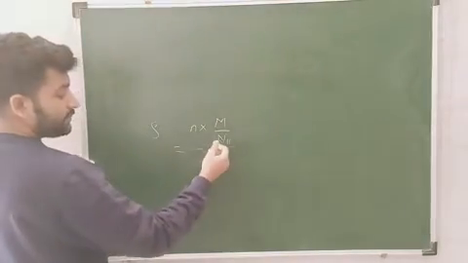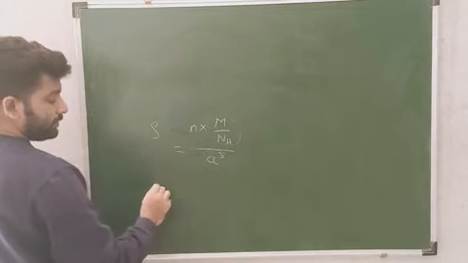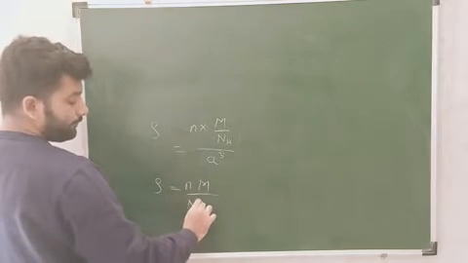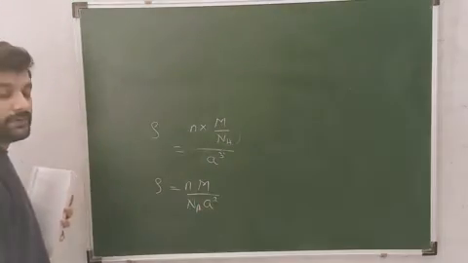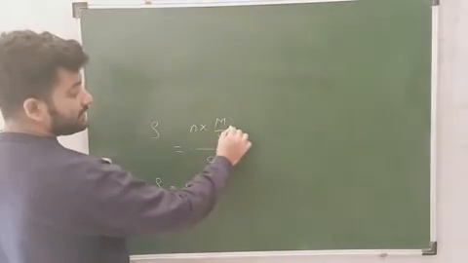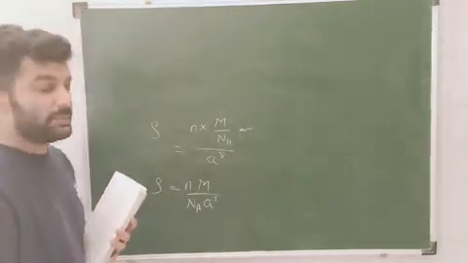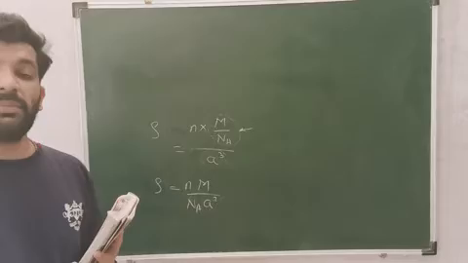We can simplify this formula or keep it the same. On simplification, Na comes in the denominator, so the simplified form is N into M upon Na into a cube. This is the simplified form of our density of unit cell. Remember, M upon Na is the mass of an atom. The mass of an atom is given as molar mass upon Avogadro's number.